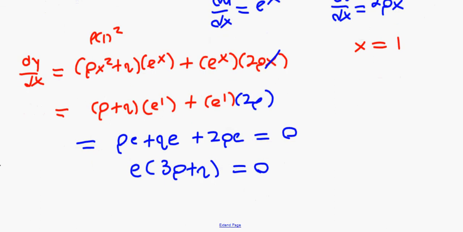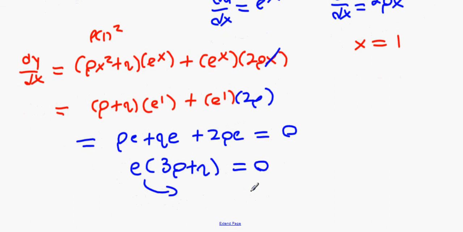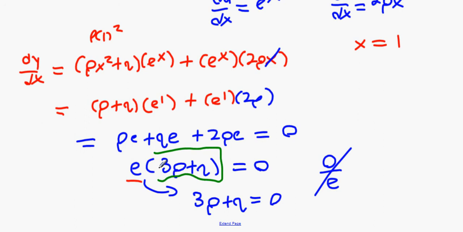Now, if we bring the e from multiplication to division, 0 divided by e is still 0. So we're going to get 3p plus q equals 0. Another way of looking at it is e is being multiplied by the number in the green box. The answer is 0, therefore the number in the green box must be 0.